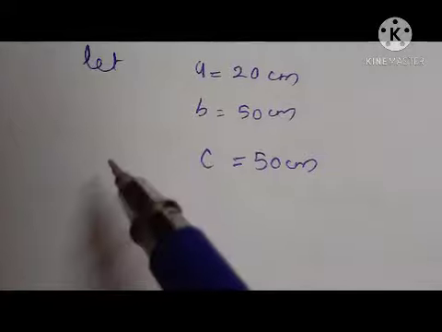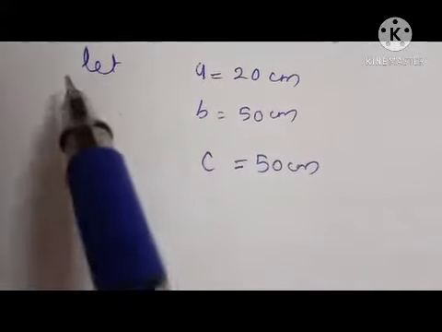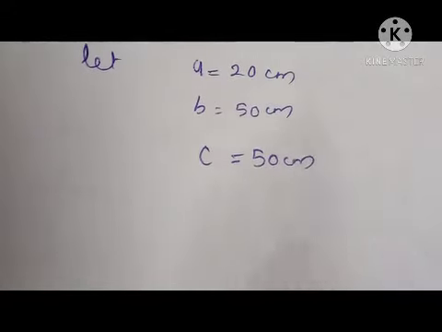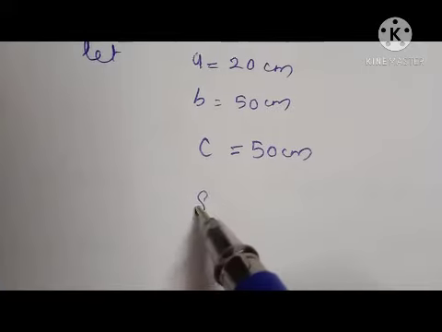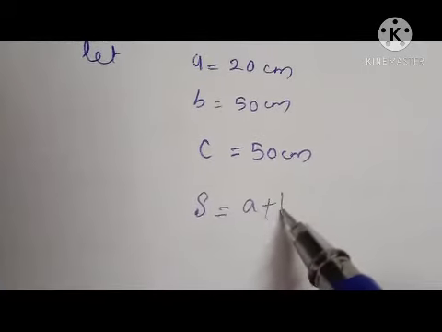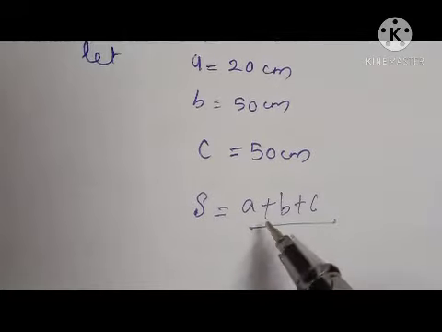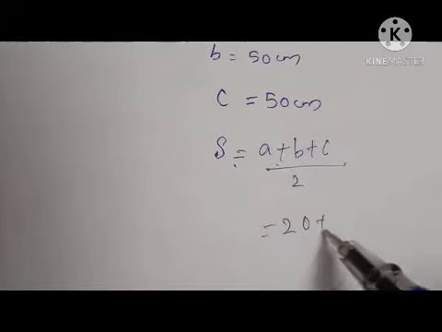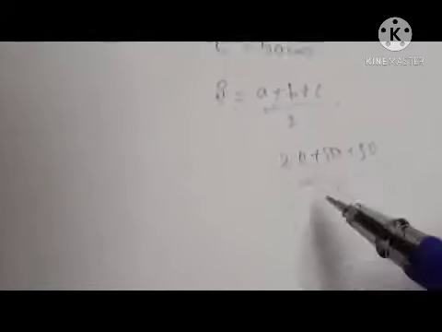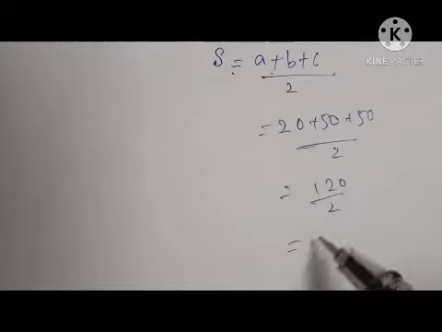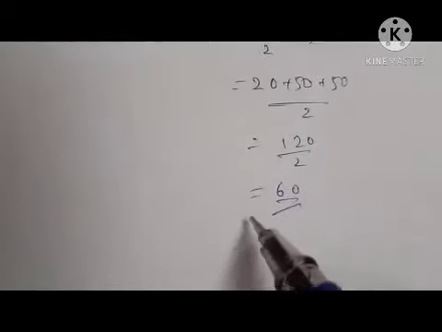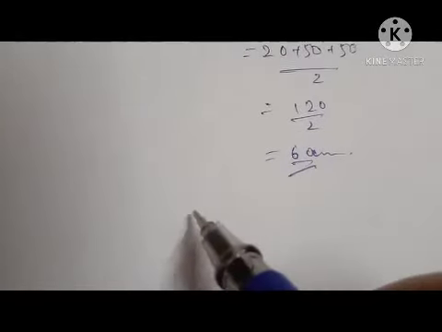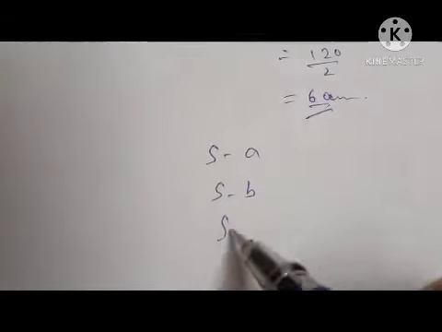It is given that the measures of a triangular piece. So let A equal 20, B equal 50 and C equal 50 centimeter. Then we have to find S, semi-perimeter. Here the perimeter is not given directly, so we can use this equation S equal A plus B plus C by 2. That is equal 20 plus 50 plus 50 by 2 equal 120 by 2 equal 60. So semi-perimeter we got as 60 centimeter.